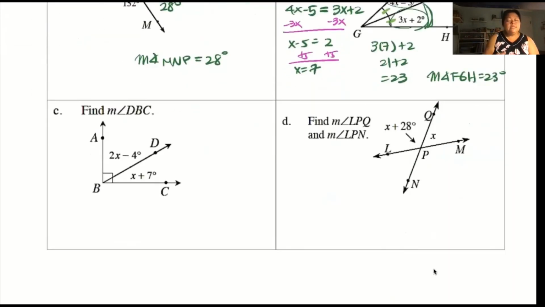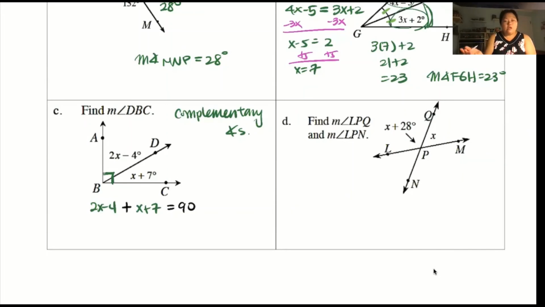Okay, part C. This was a very common mistake I saw on a previous quiz. The angles are next to each other, but if they don't have the same marking, you cannot say they are the same. You do see this little square here, so that makes them add up to 90 degrees. So these are complementary angles, right? Complementary angles means they add up to 90. So 2x minus 4 is one angle, x plus 7 is the other angle, and you must add them up to equal 90 degrees. That's what complementary angle means. They add up to 90.